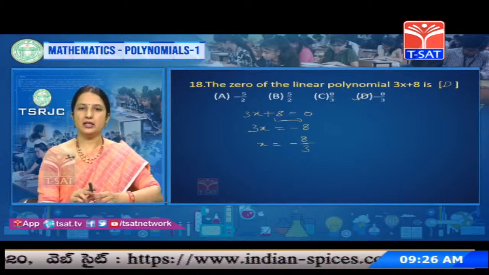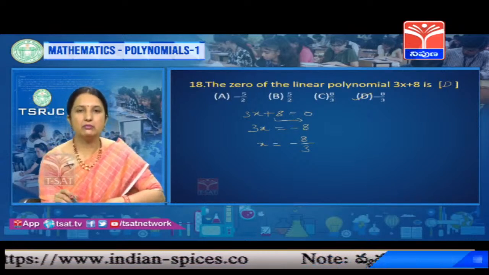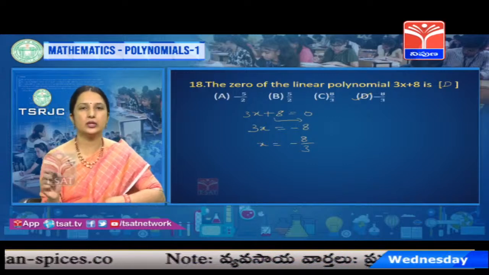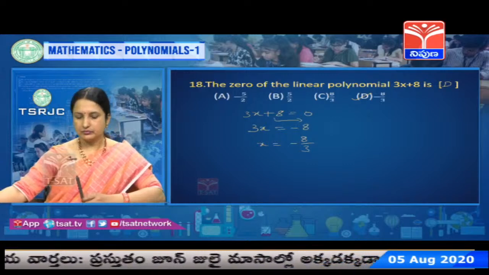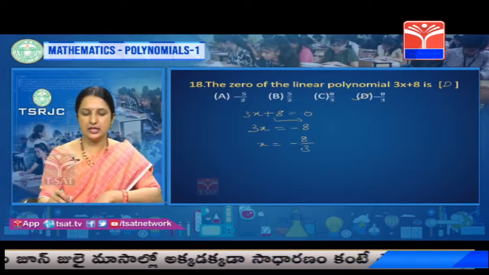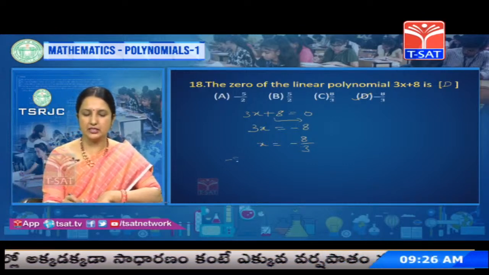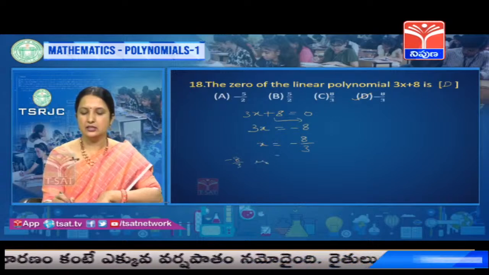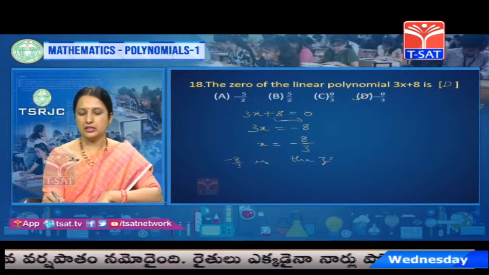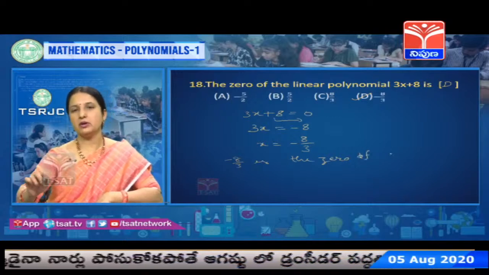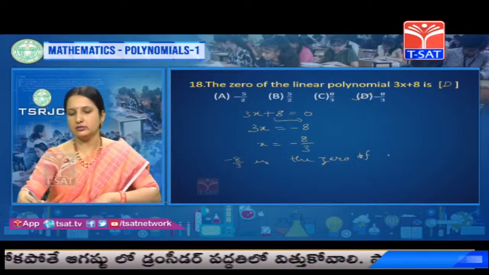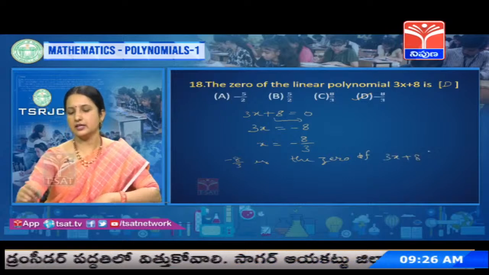When it says 0 of the polynomial, what should we do? If we equate the polynomial to 0, we can find the x value. That x equals minus 8 by 3, what we got now, that minus 8 by 3 is the 0 of that given polynomial, the 0 of 3x plus 8.